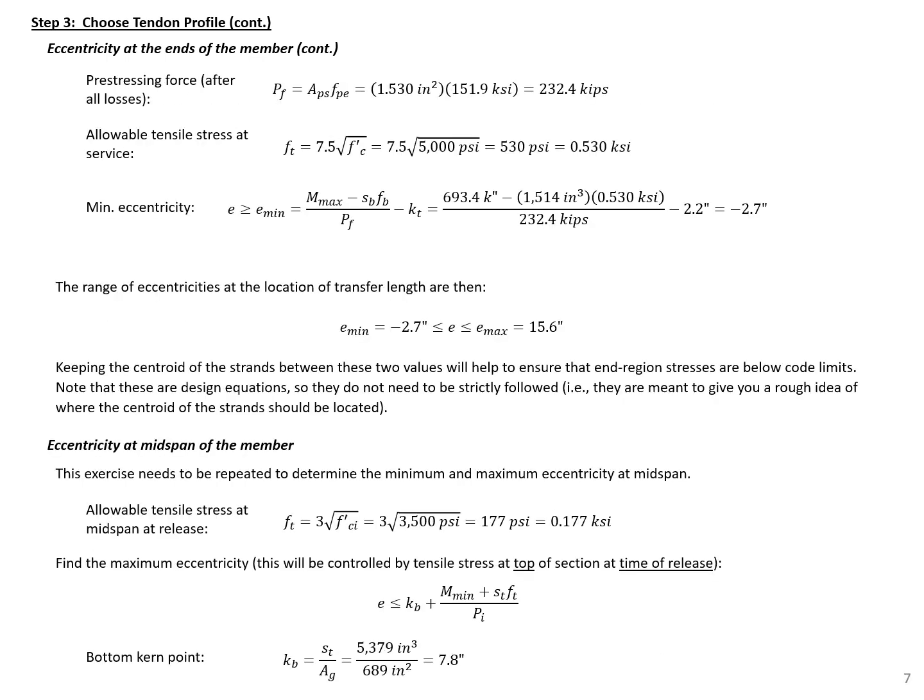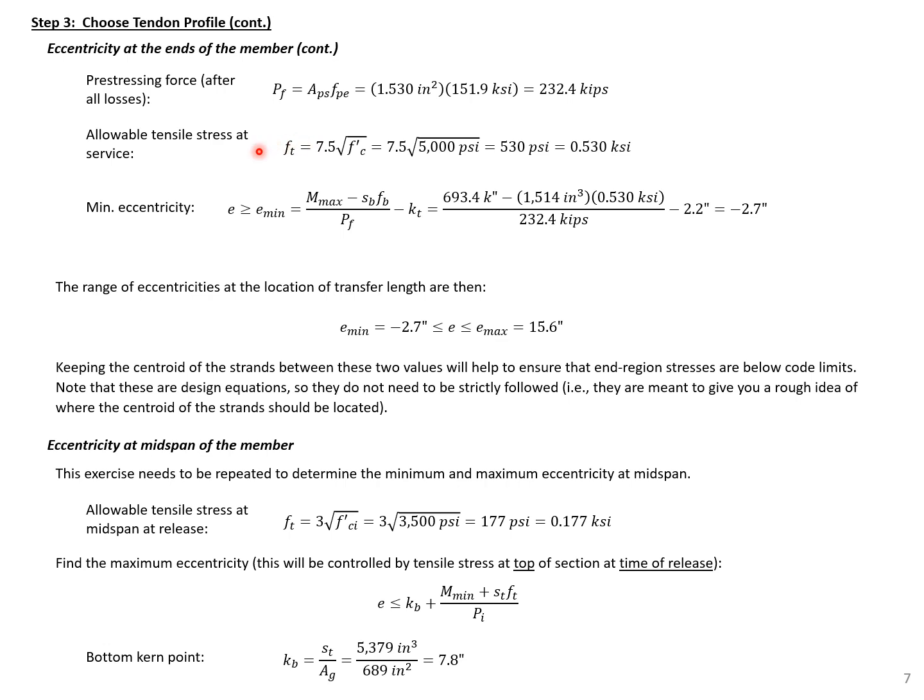We can find the final pre-stressing force by taking our total area times our effective pre-stress, the stress in the pre-stressing after all of our pre-stress losses, which we had assumed a few slides ago. And we'll get a total pre-stressing force of 232.4 kips. Our allowable tensile stress is the same as we found before.